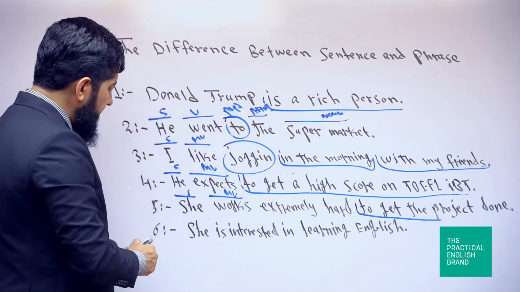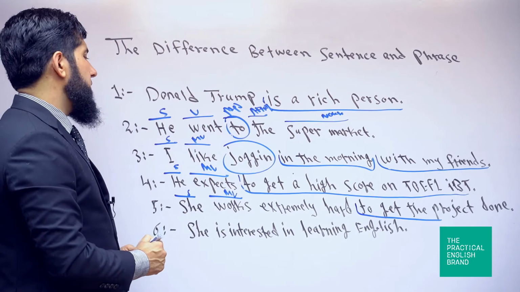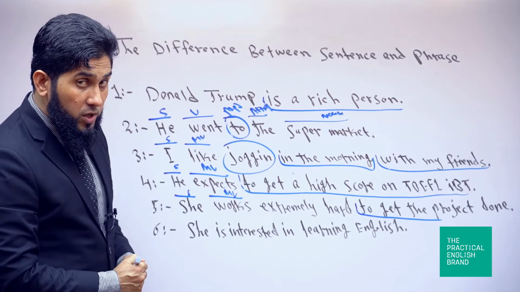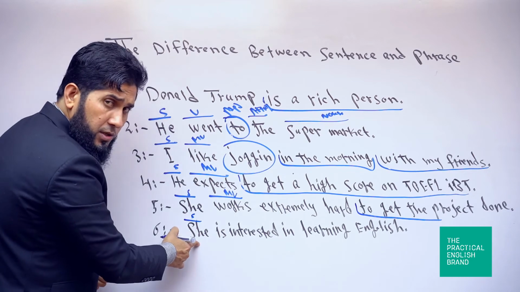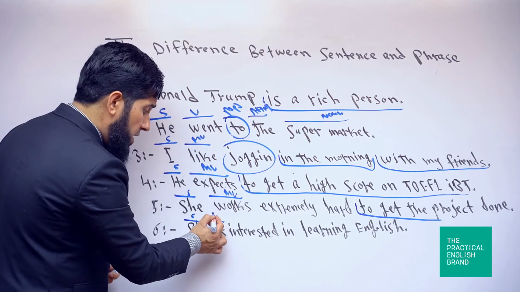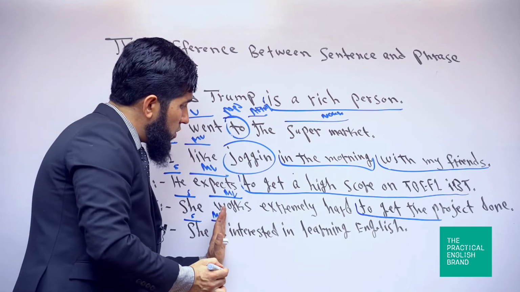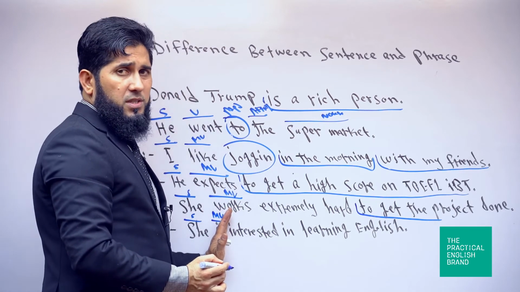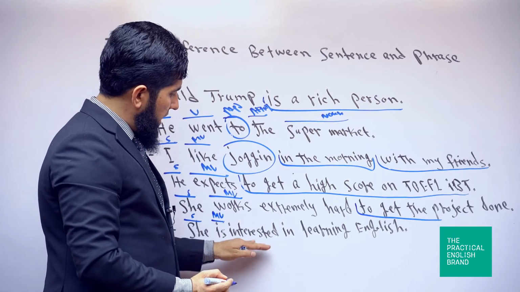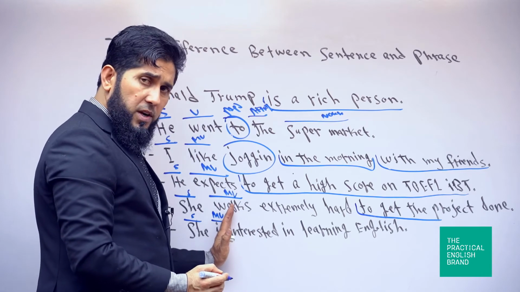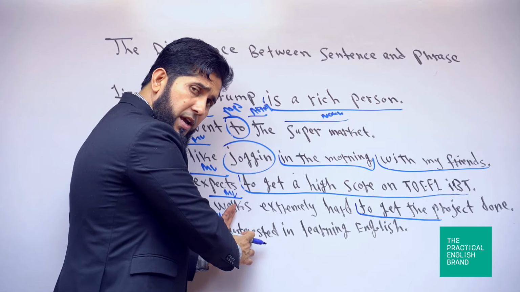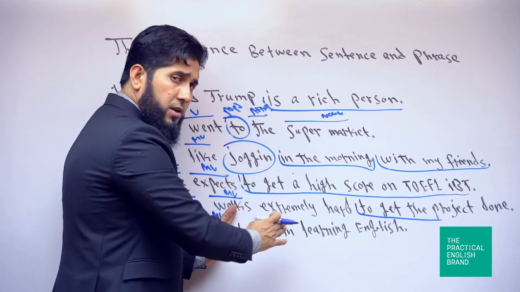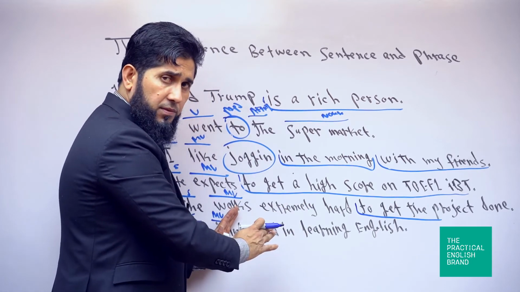And finally, "She is interested in learning English." Here you see the subject "she," and the main verb form "is," and "interested in learning English" you may say is an adjective phrase. Because "interested" is a past participle adjective, and this past participle adjective plus the related words altogether, you may call it an adjective phrase.